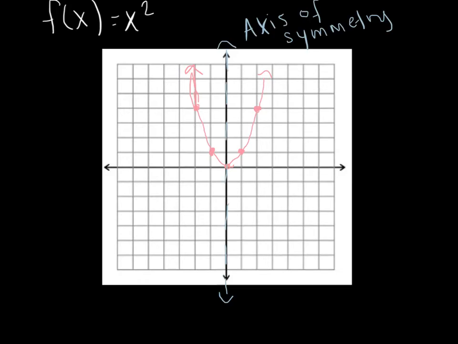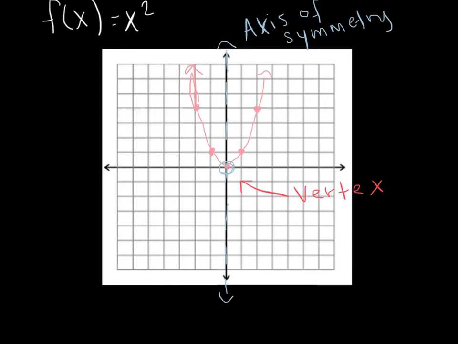And if you notice, the axis of symmetry only touches the parabola at one point. And this will always be the vertex of our parabola. The axis of symmetry always goes through the vertex of the parabola. And right there is the vertex.